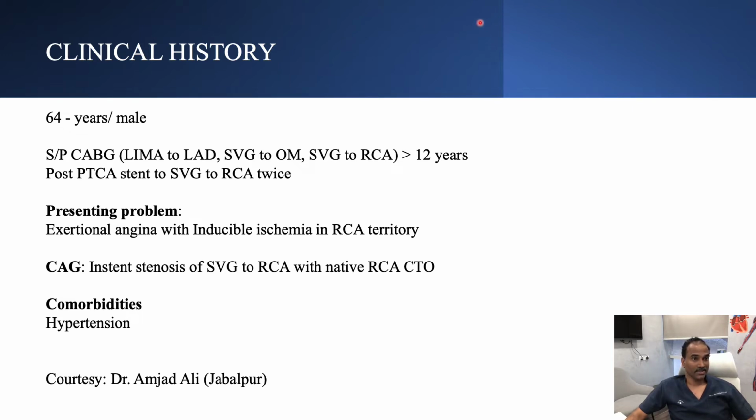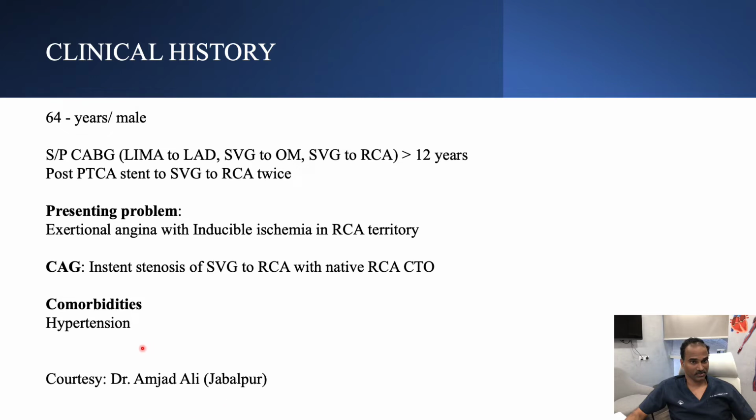Despite that, patient came back again with exertional angina with inducible ischemia in RCA territory, and CAG showed in-stent stenosis of SVG to RCA. There are two stents inside SVG to RCA. As the operator couldn't do RCA CTO intervention, they again did a balloon angioplasty to the in-stent stenosis, and patient was posted for CTO intervention later on.